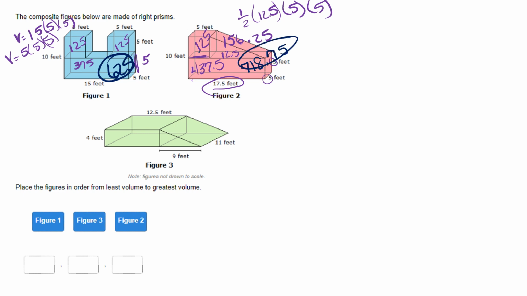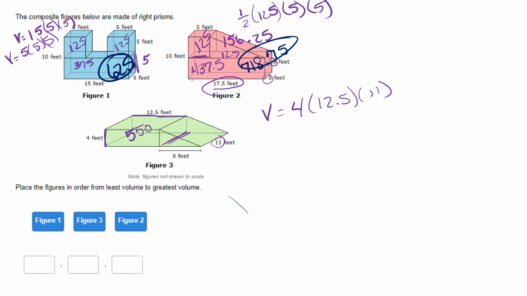Okay, and now we're on to our last figure. Okay, so I see 4, I see 12.5. Now I need to know how long it is right here. Ooh, it's 11. So the volume of that one is going to be 4 times 12.5 times 11. That's 550.